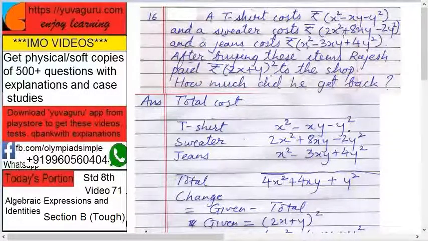Means this is the total cost of all these items. This is the amount he has paid. Now we have to subtract this total from this. So total cost we will find out. Firstly write down all these things. Now add them. This becomes 4x square plus 4xy plus y square. 4 minus 3, right. 8 minus 4, this 2 plus 2, 4. Okay, now this is the total amount of all the items.